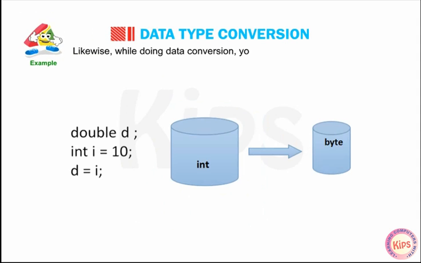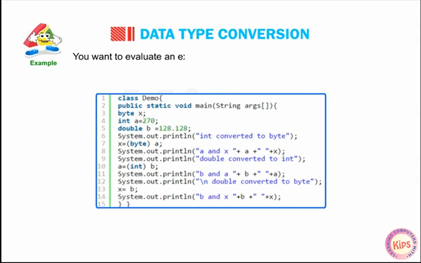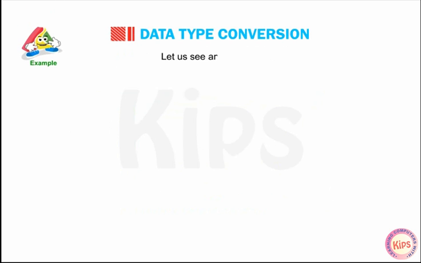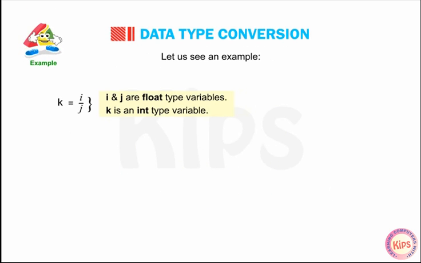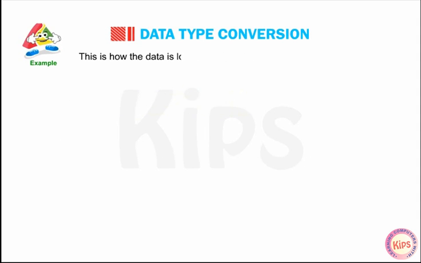Likewise, while doing data conversion, you cannot pour an integer full of stuff into a bite-sized container because this way data will be lost. You may want to evaluate an expression having operands of different data types. Data type conversion helps us to convert all data into a single data type and then evaluate the expression. Let us see an example. k = i / j. If i = 8.0 and j = 5.0, then the result is 1.6. Since k is an integer type variable, the result stored is 1 instead of 1.6. This is how the data is lost if we do not choose the correct data type.